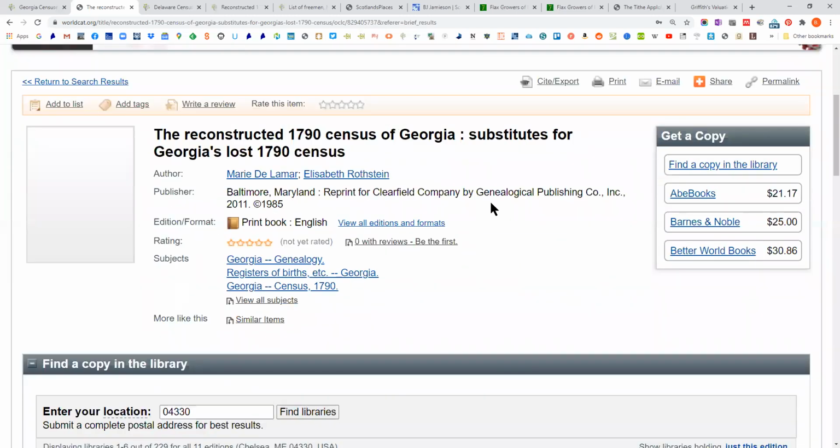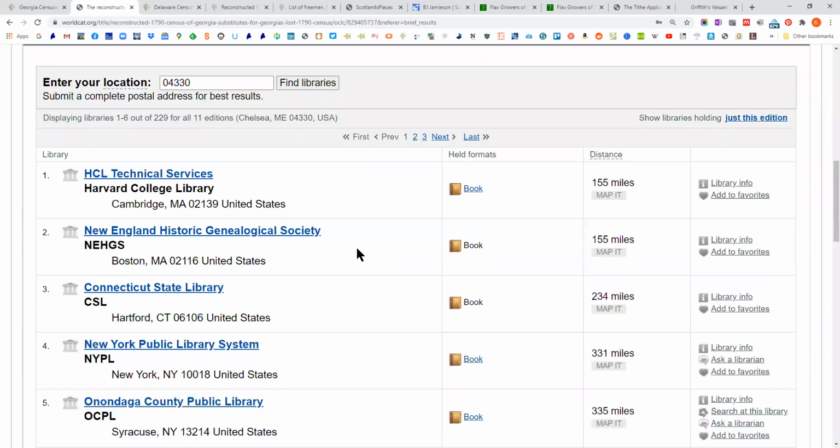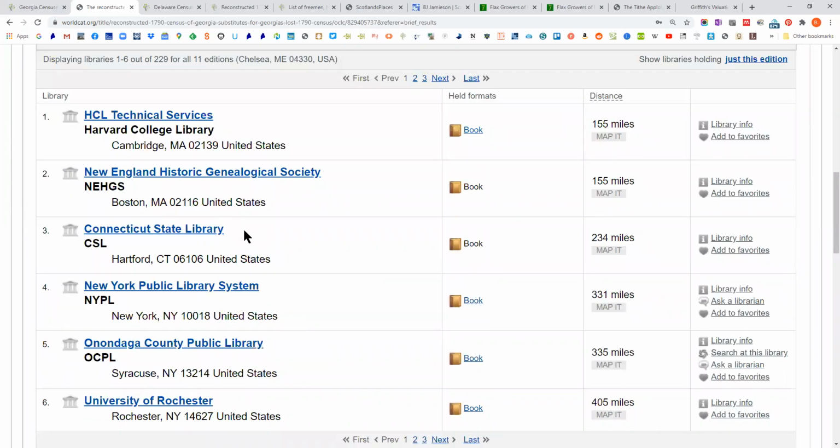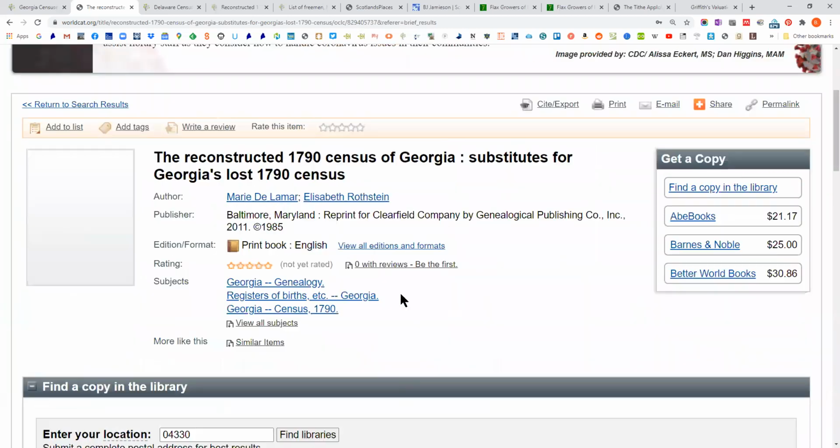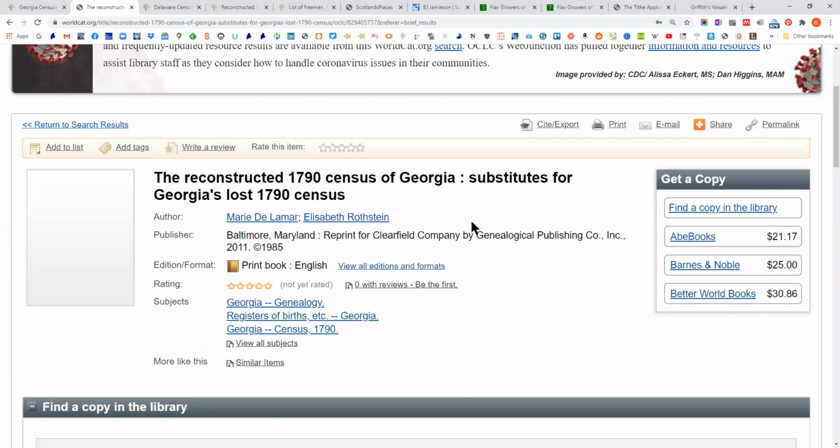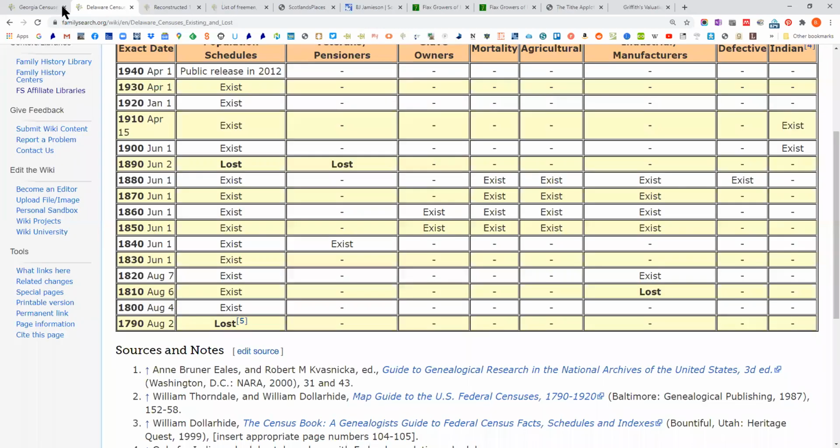book that you can get various places. We don't have it here at the State Library, but you could get it on interlibrary loan if you were interested in Georgia, that lists various substitutes within a few years of 1790. So that's one of, oh, I've got one more here to show you.